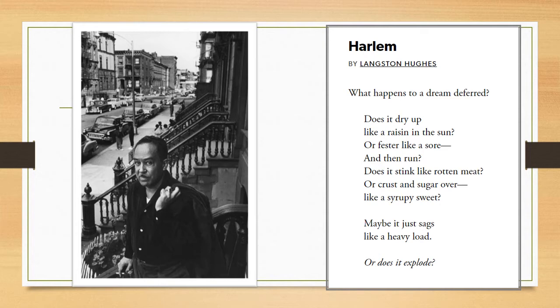So this poem does a lot of things really well. In that first line, we're responding to the question, what happens to a dream deferred? We have kind of a call and response thing going on with a question and an answer. And then we have a series of similes, like a raisin in the sun, like a sore, like rotten meat, like syrupy sweet, like a heavy load. We have all these similes describing what happens when you put off a dream.